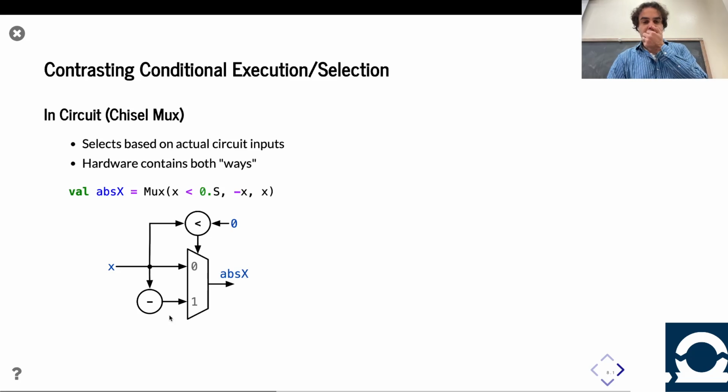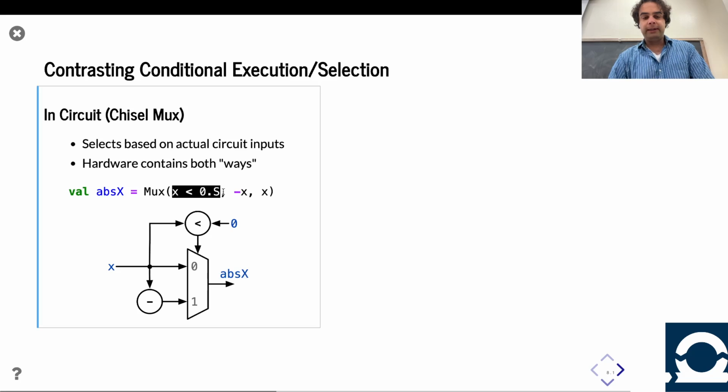In this case, we're doing absolute value. So of course, if the input is less than zero, we can do this all within the mux statement directly. Well, if it's less than zero, then of course we should negate it to get the positive value. And if it's not less than zero, then we can leave it alone, right? So you can see how this is both done in Chisel as well as the circuit here.